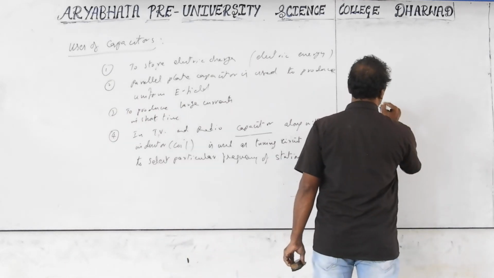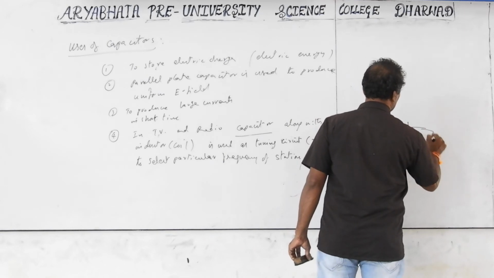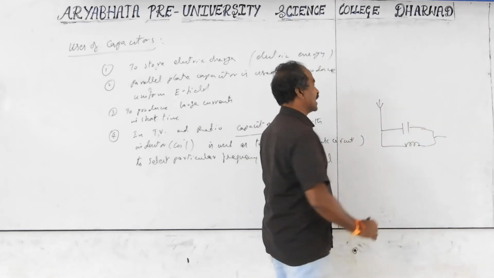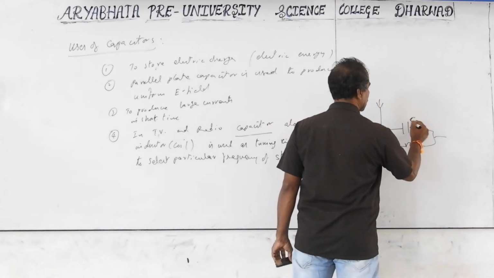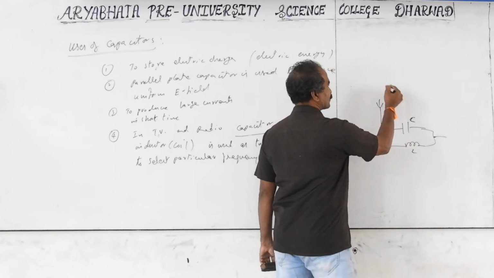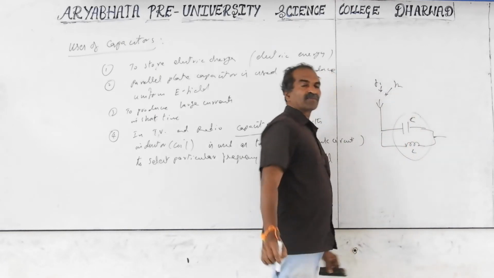It contains the inductor and the capacitor. This is called the tank circuit, also called the LC resonant circuit. This is C, this is L. Many stations' frequencies fall on this antenna. That's one thing you have to be clear about. But this is called the resonant circuit because it selects a particular frequency.